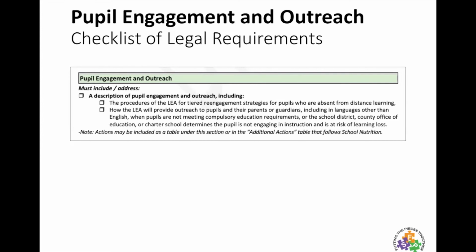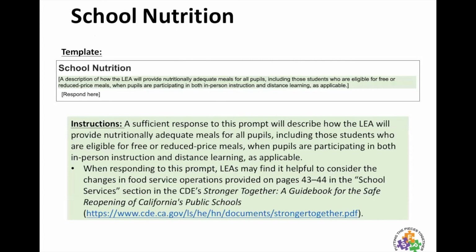Next slide, please. The next section that LEAs must address is school nutrition. And as with the previous sections, you'll see the screenshot of the template at the top of the slide and the instructions at the bottom. And again, in the instructions, the CDE has noted a resource for LEAs to consider when responding to this prompt.